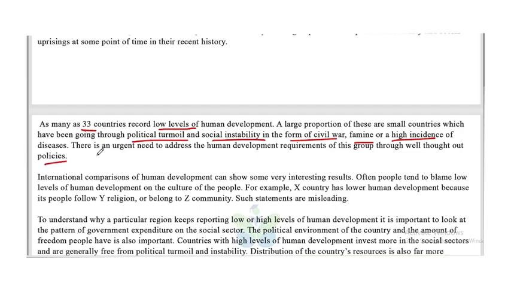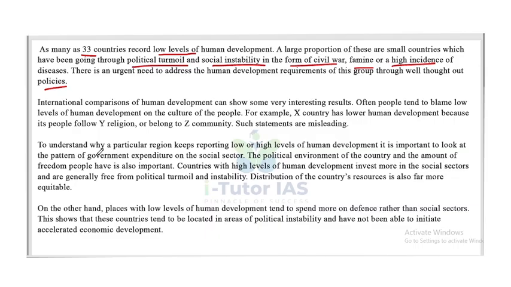The international comparison of human development can show some very interesting results. Often, people tend to blame a low level of human development on the culture of people. For example, X country has lower human development because its people follow Y religion or belong to Z community. Such statements are misleading. To understand why a particular region keeps reporting low or high levels of human development, it is important to look at the pattern of government expenditure on the social sector.